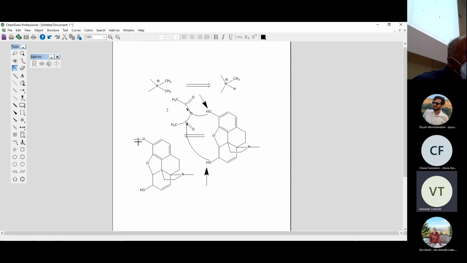Here you have CH3, oxygen, oxygen, CH3. This is the molecule of heroin.